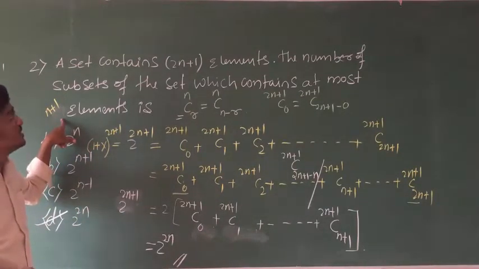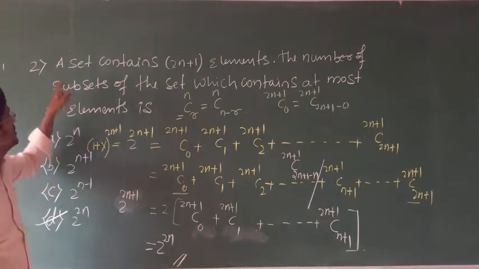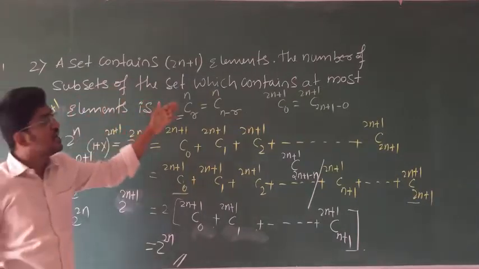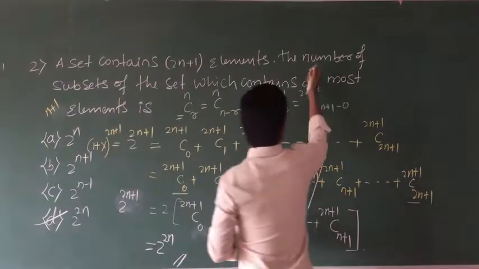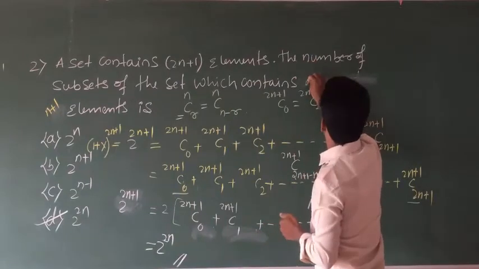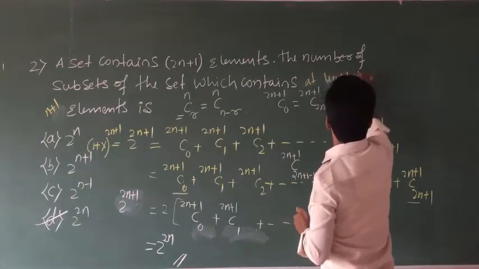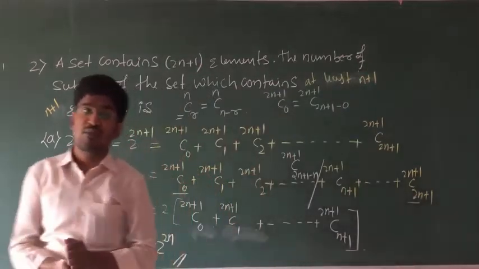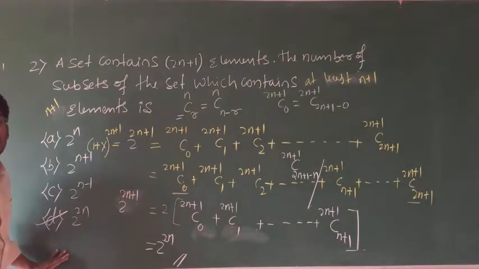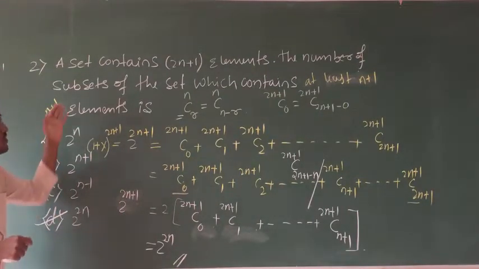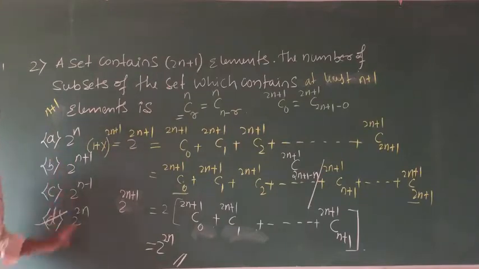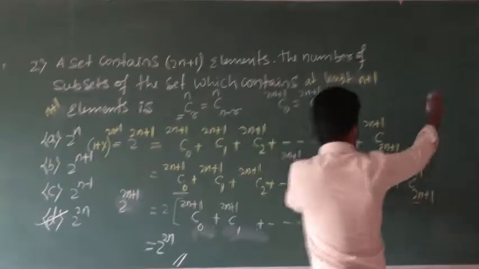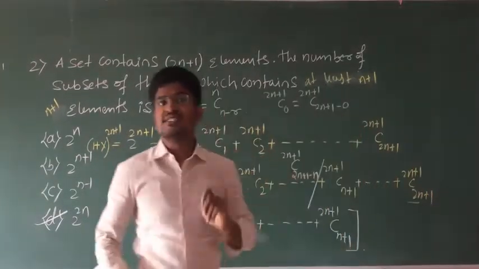Are you getting my points? I can just change it as a set contains 2n plus 1 elements. The number of subsets which contain at least n plus 1 elements. The same answer as the previous answer, for this second question, both have the same answer. Why? Because this half and this half are going to be the same.